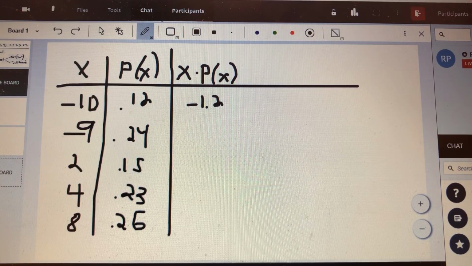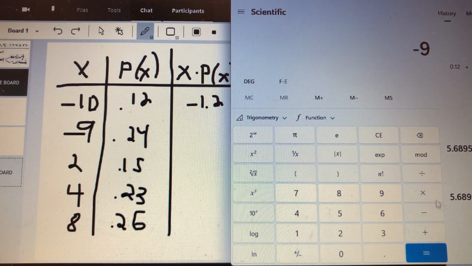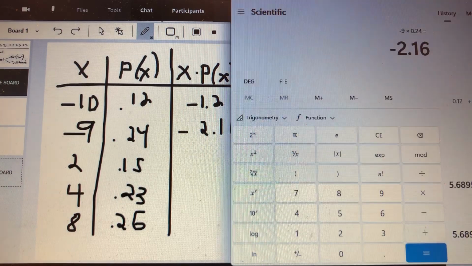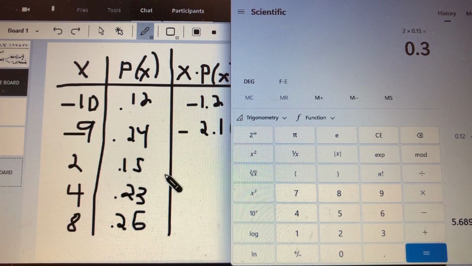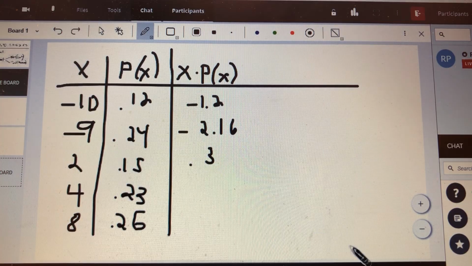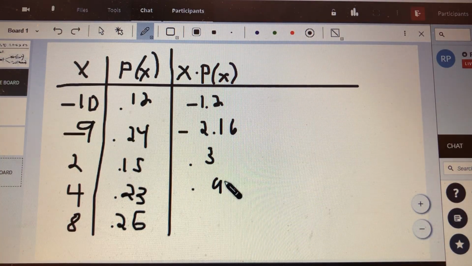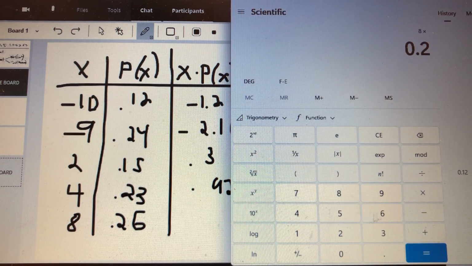Then I want to do -9 times 0.24, -2.16. 2 times 0.15, 0.30, 0.3 or 0.30. 4 times 0.23, 0.92. And finally, 8 times 0.26, 2.08.